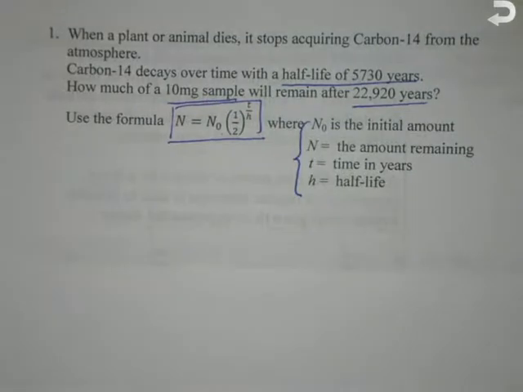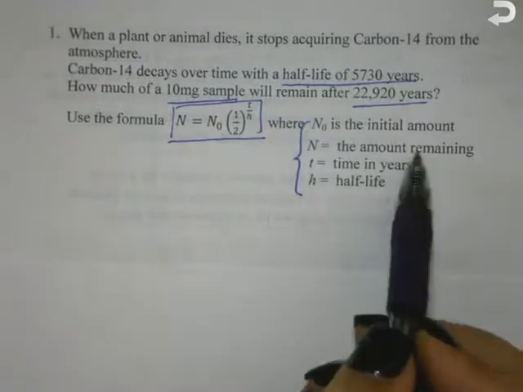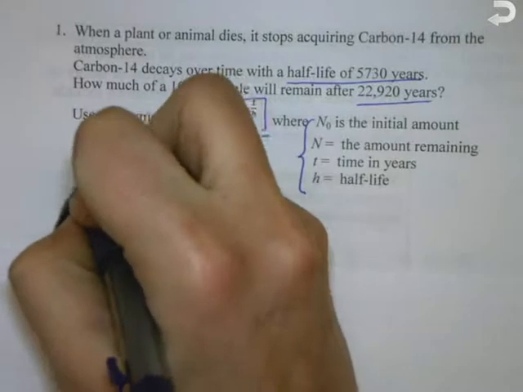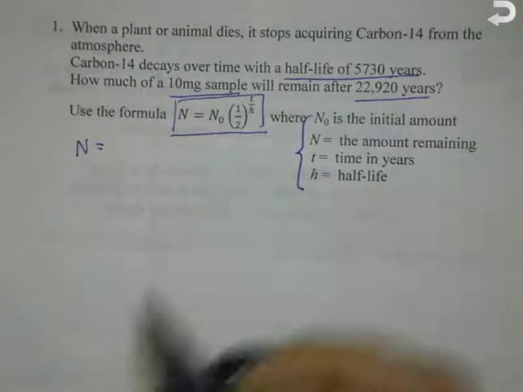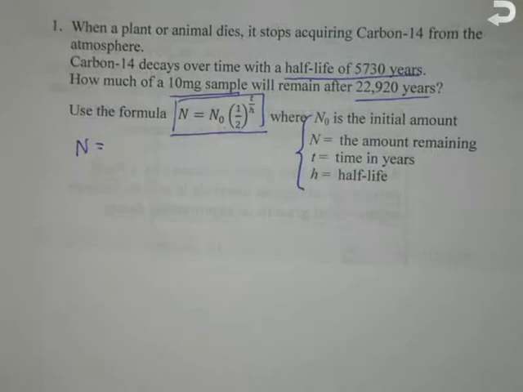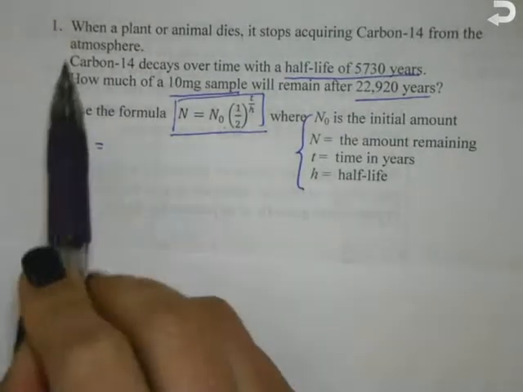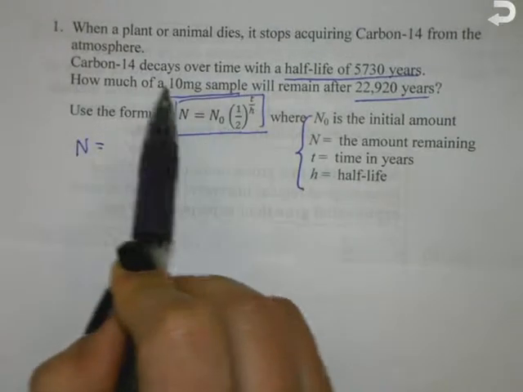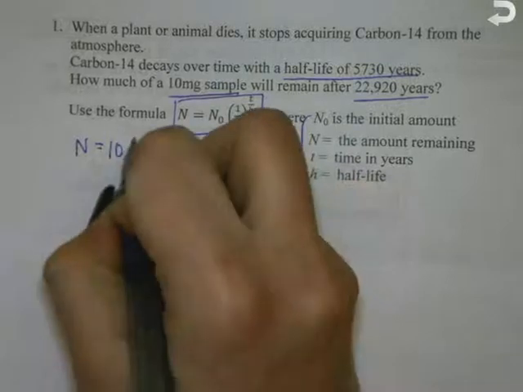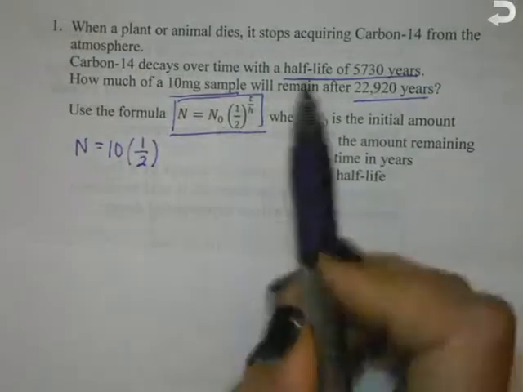All right, so let's plug everything that we know in. N is the amount remaining, so that's how much we end up with at the very, very end. So we don't know what N is. That's what we're trying to figure out. N sub 0 is the initial amount. How much should we start out with? What did I tell you we started out with? 10 milligrams. So you're going to plug in 10 times 1/2 to the power of T over H.